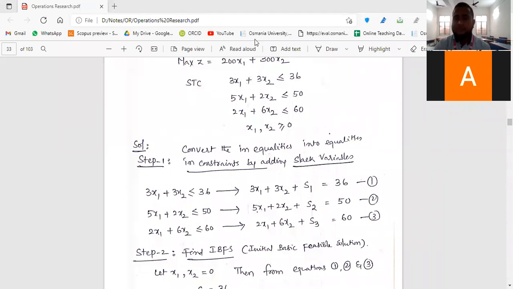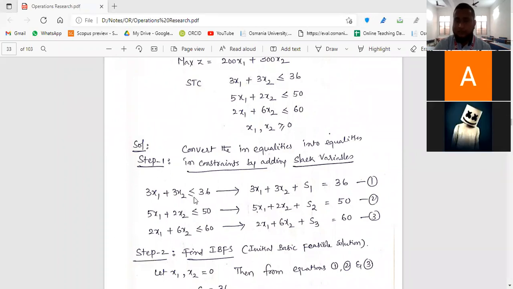Isn't it, Mr. Abhishek? Yes. Yes, this we have already discussed. I am just giving you a brief recap, right? Yes, sir. So we are adding something. What value we have to add, we do not know. That's why you are adding S1. So it will become equal. Likewise, slack variable 2, slack variable 3. So you have converted all these inequalities into equality.